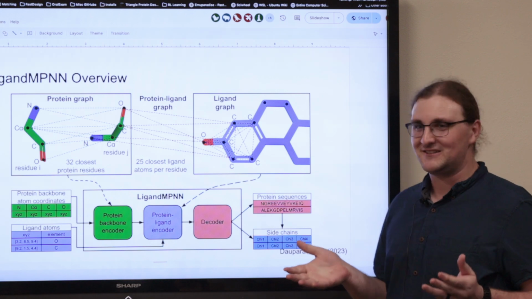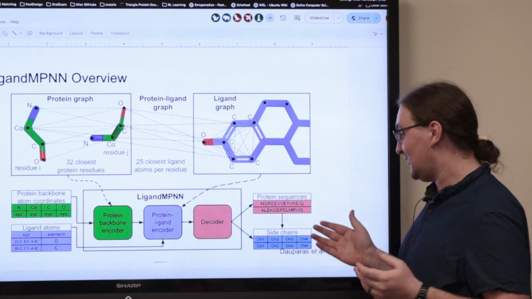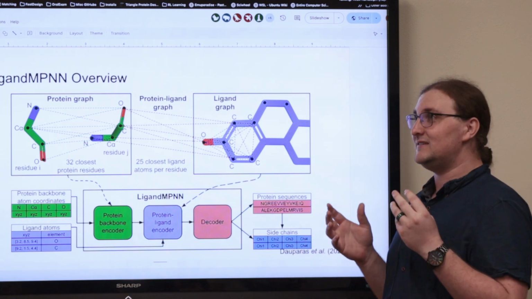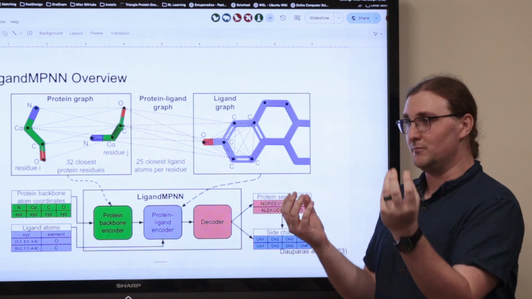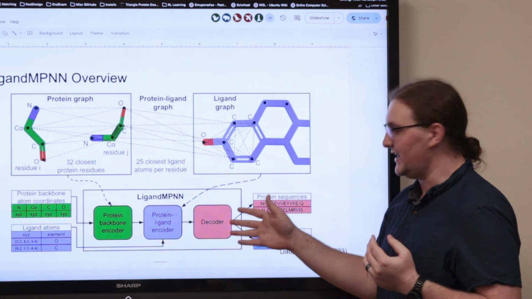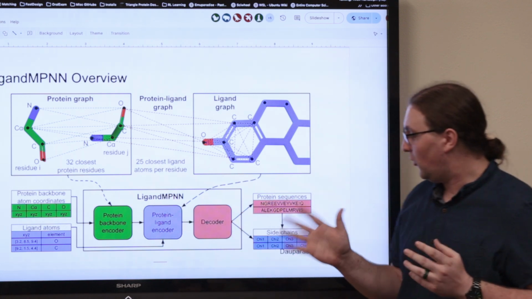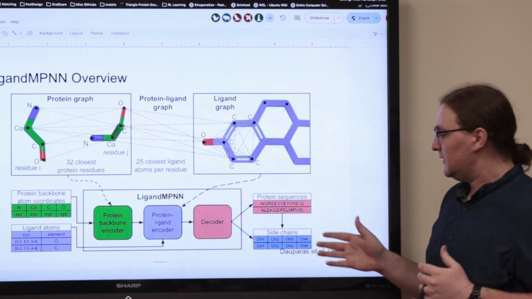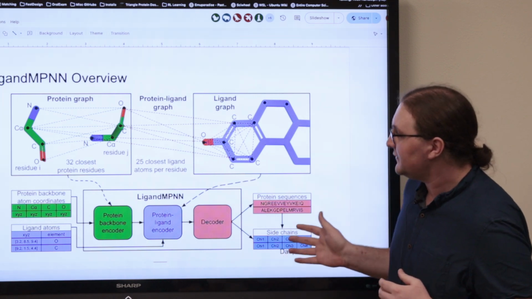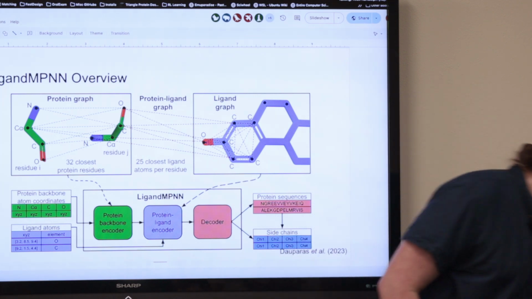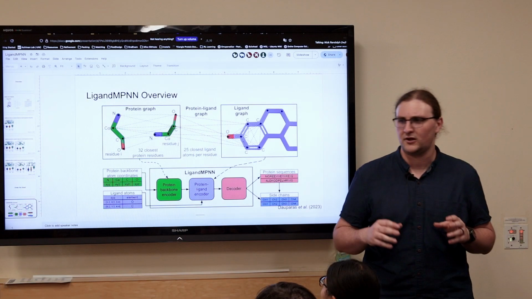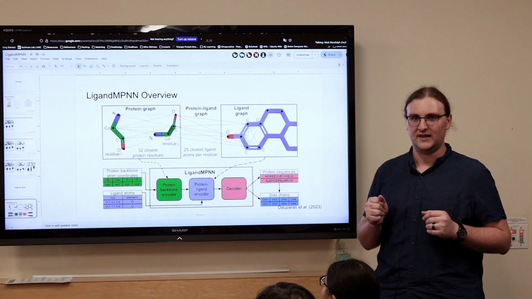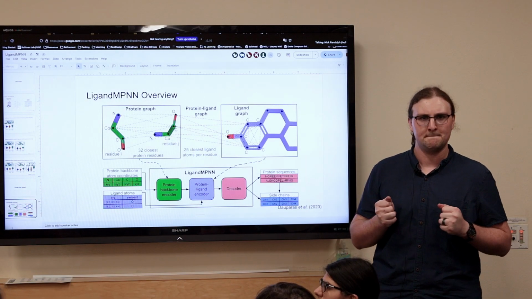As you have started to see with the repo, there's also a sidechain packing network. This is not LigandMPNN, but just another model, and it looks the same. The only difference is what it's outputting. Here they're outputting something else. We'll get to that on a different slide. But any questions about the sequence design part? Because that is pretty much the same.